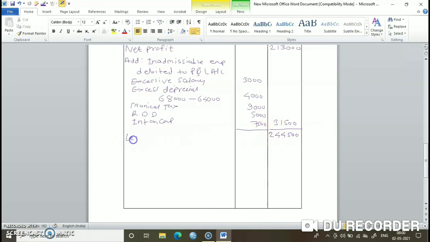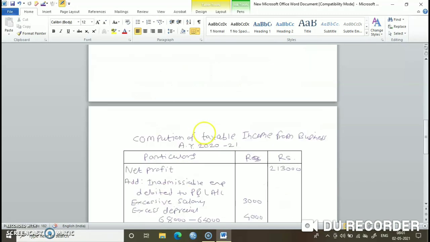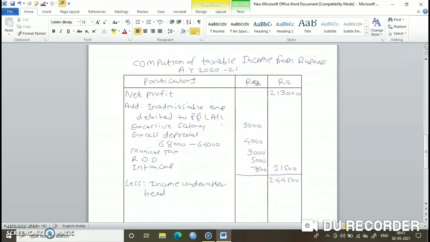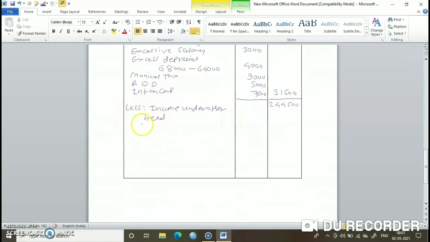Then we have to deduct from it income under other head but expressly credited to profit and loss account. So we have to consider the profit and loss account credit side. Gross profit is the business income. Interest on fixed deposit, that is 19,000, is income from other sources, not business income. So we have to record here interest on deposit, that is 19,000, which is under other head but is recorded over here.